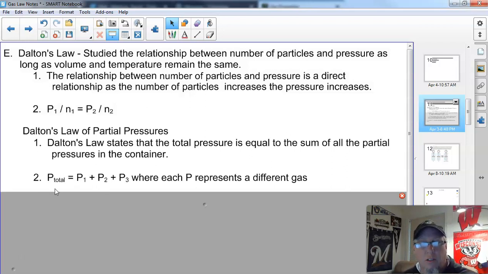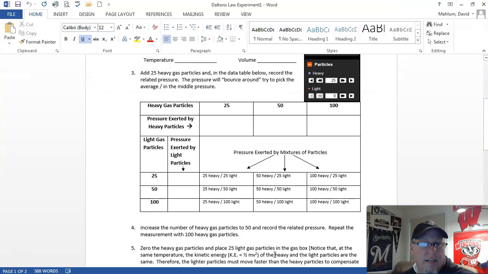Whatever the total pressure is, you just simply add up the pressures of the individual gases. So for example, on the sheet that you guys did, that's what we're kind of having you get at right here in these boxes that were in the middle. If you look at the pressure by the heavy particles and the pressure by the light particles, if you add these two together, you should get what was here.